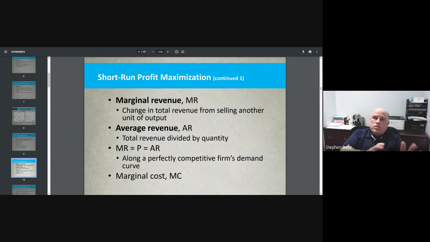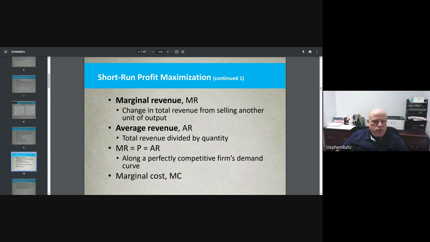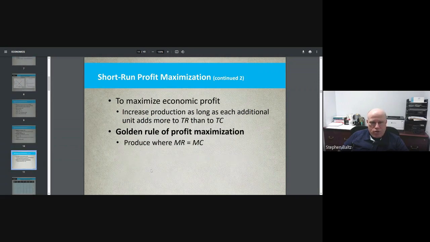Now, that's not always going to be the case. In chapters 9 and 10, when we talk about other market structures, their price is not going to equal their marginal revenue and average revenue. Okay, so kind of keep that in mind. Now, marginal cost, we normally use the acronym MC for that. So make sure you understand what these acronyms mean, because again, we'll continue using them throughout the semester.